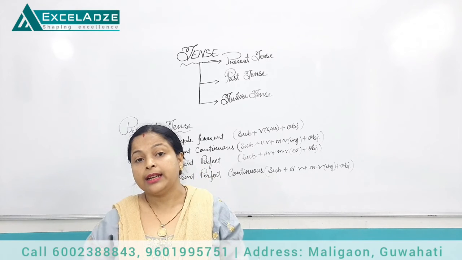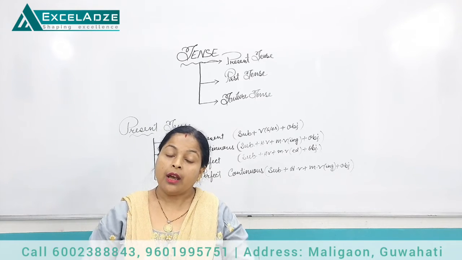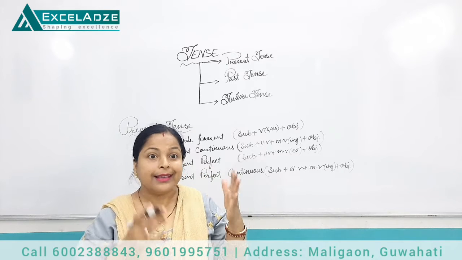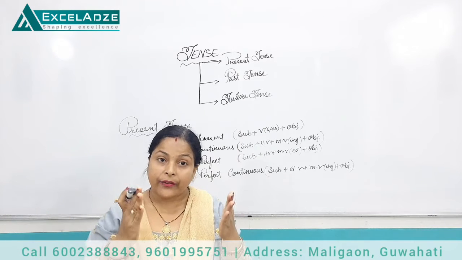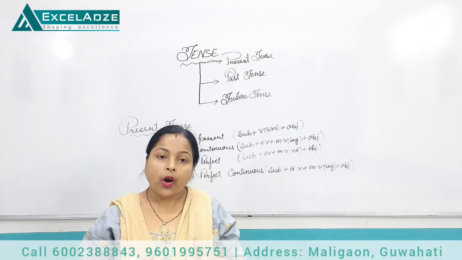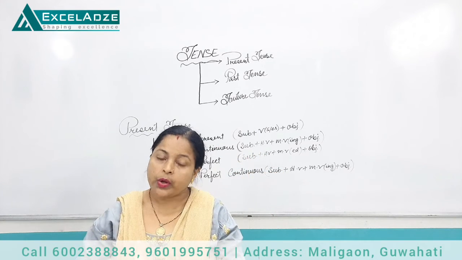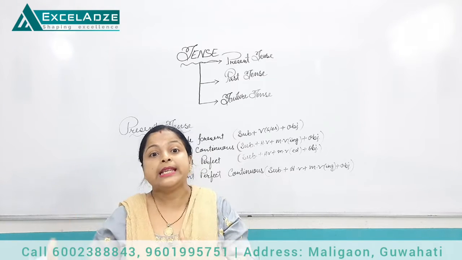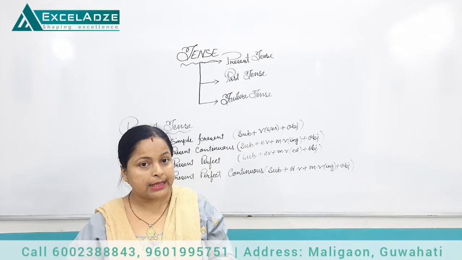And the second condition is universal truth. Universal means of everywhere. Okay, so truth means the fact. So universal truth means the fact that everywhere it is same. Or in the past also it was how it was, in the present also it is same, and in the near future also it will be same. It is not going to be changed. I think it is clear.